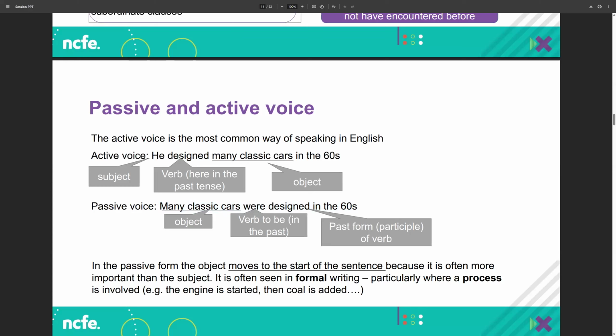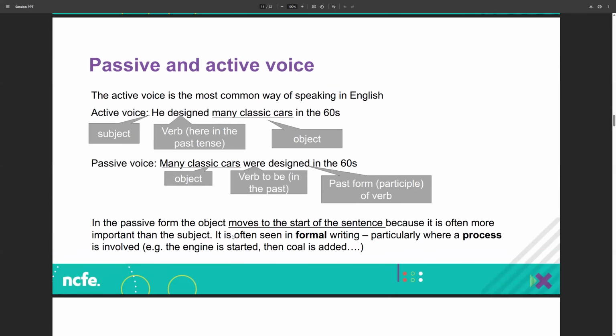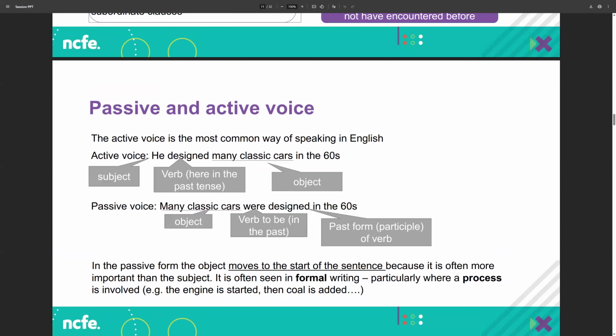In the passive form, the object moves to the start of the sentence because it is often more important than the subject. It is often seen in formal writing, particularly where a process is involved. For example, the engine is started, then coal is added. There's no he there. Why use were, don't use was? Many cars was designed. Cars are plural.